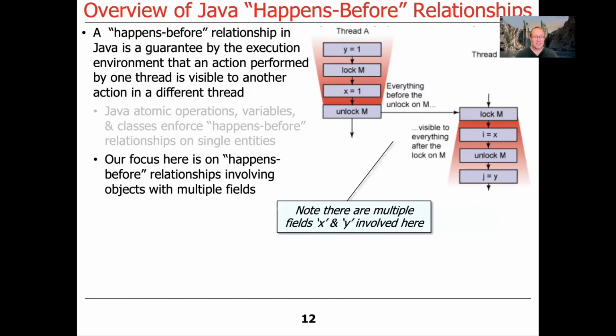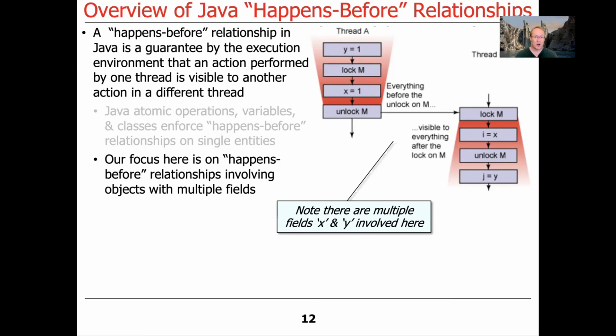However, the interesting case is actually not something that's handled by these simple single operations on atomic variables and atomic objects. Instead, we're going to be focusing here on happens before relationships that involve objects with multiple fields.